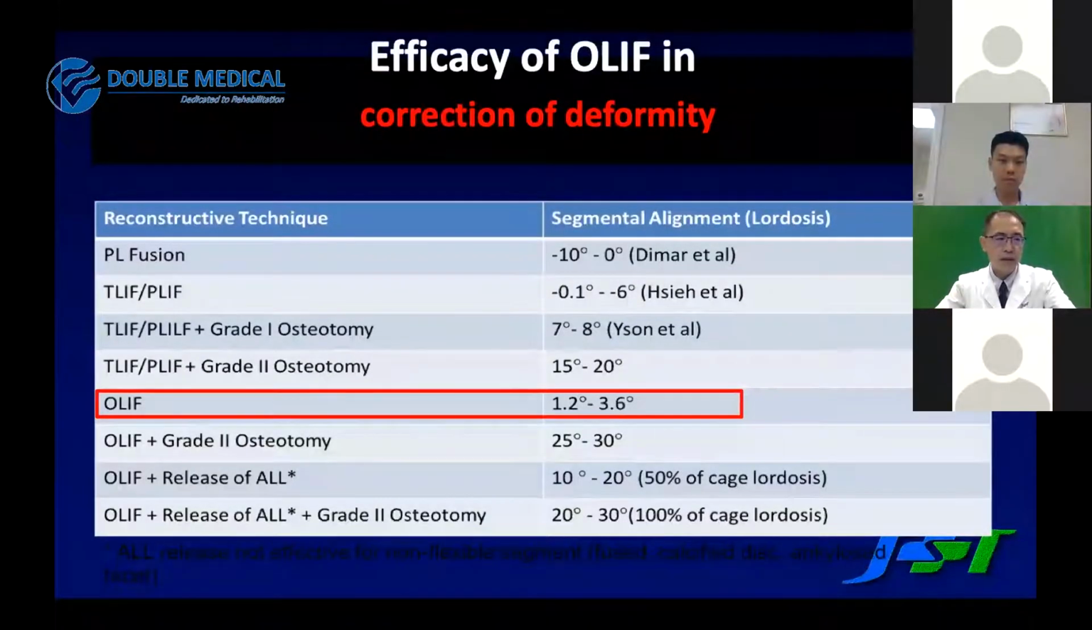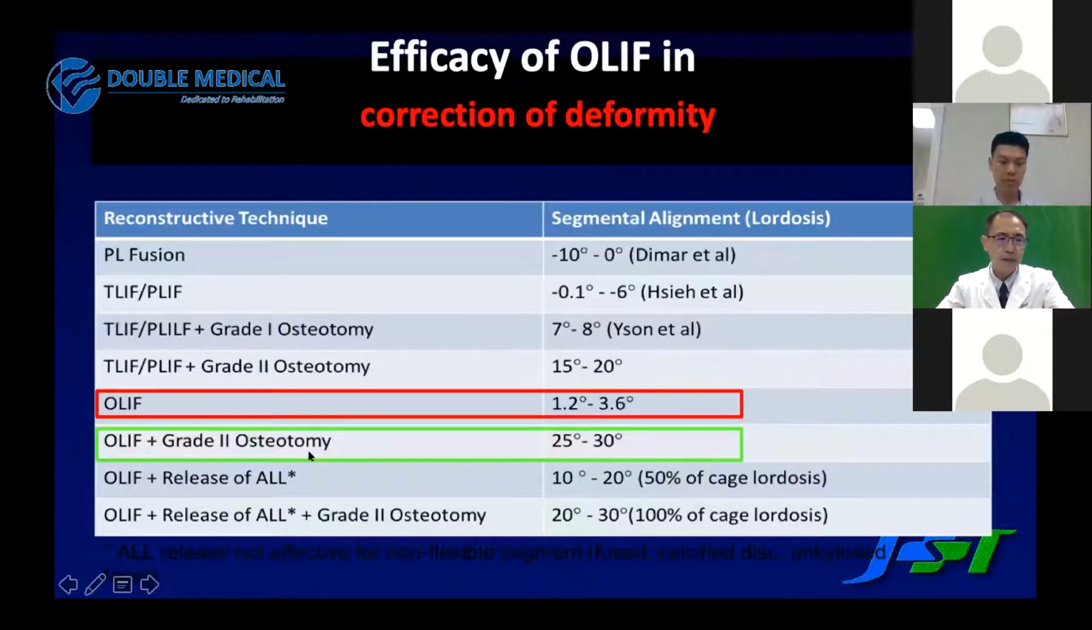Though OLIF standalone can improve segmental lordosis, it is somewhat limited. With some studies, we can see that OLIF standalone can increase the lordosis only by 1 to 4 degrees. But OLIF with low-grade osteotomy, for example just a grade 2 osteotomy, can significantly increase the lordosis by 25 to 30 degrees, which is equal to a pedicle subtraction osteotomy, but it is much more minimally invasive.